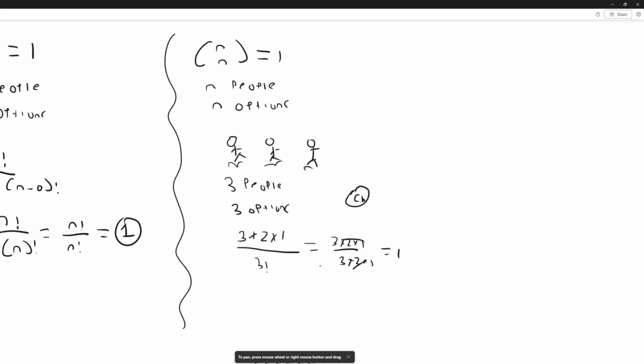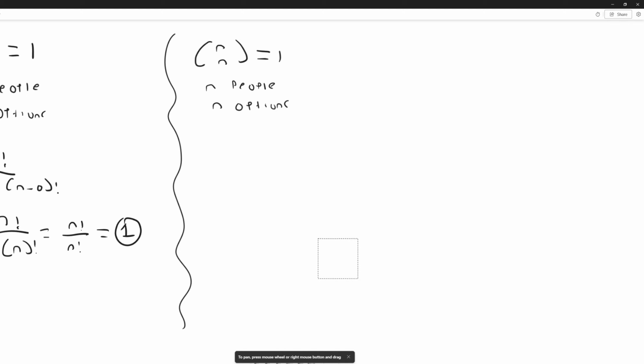Yeah. And I'll prove this with the formula. So n factorial over n factorial times n minus n factorial. So n factorial over n factorial, n minus n is just 0, and 0 factorial is just 1, and we don't have to write that in there, we already know what that means, and this just cancels out and equals 1.